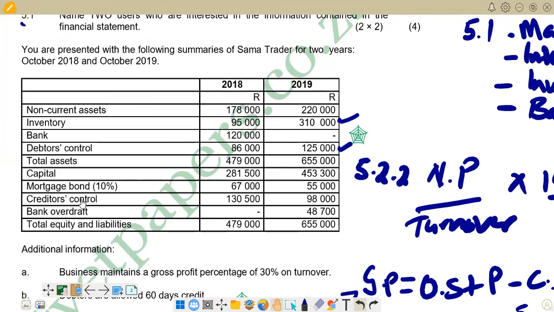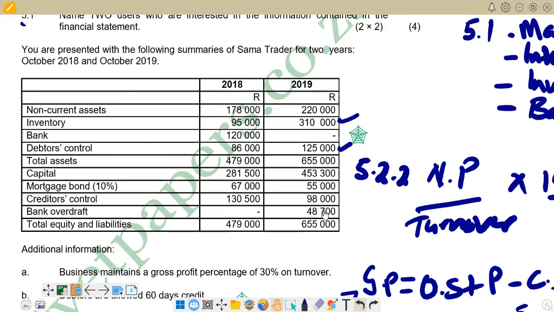Then we go to our figure for total liabilities now. We have got non-current liabilities that we have there, which is 55,000. So remember, capital is not a liability. Let's take note of that. Capital represents the owner's equity. This is the money contributed by the owner or invested by the owner to run that business. So we are saying 55,000 for non-current liabilities. We add our creditors control, a current liability, 98,000. We add our bank overdraft, again a current liability, 48,700. Then we get the figure for total liability.